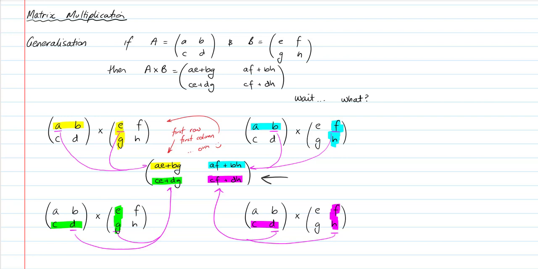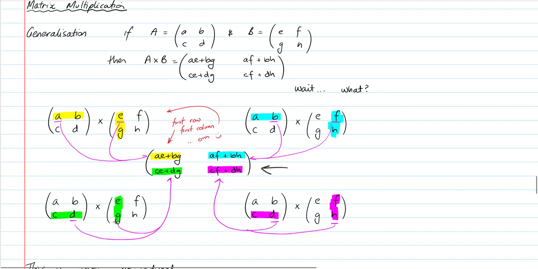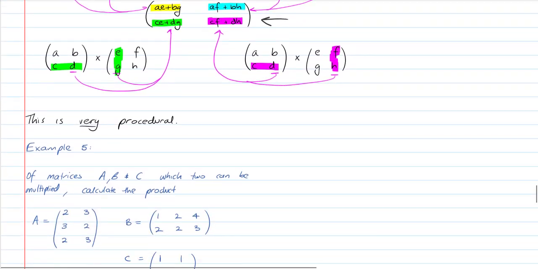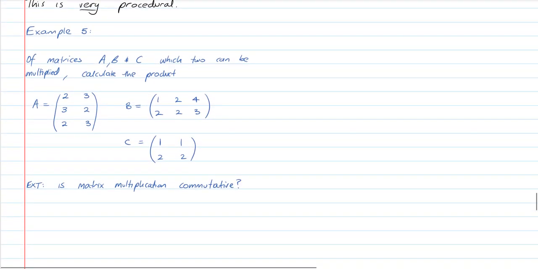Hopefully you can also see what I mean by it's a little bit more complex than we'd expect, but it's actually just basic maths, a bit of multiplication, you've got to add it together, and we have to be careful. It is highly procedural though. So let's have a look at example 5.